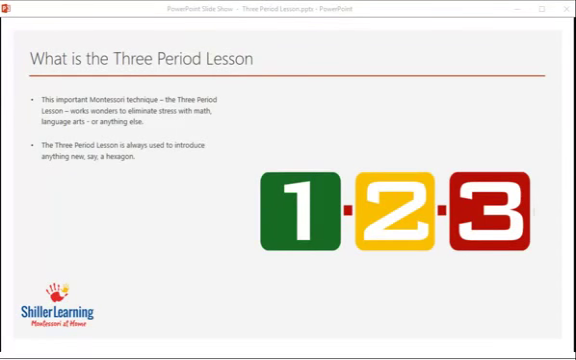This important Montessori technique, the three-period lesson, works wonders to eliminate stress with math, language arts, or anything else. The three-period lesson is always used to introduce anything new, say a hexagon. Let's step through a three-period lesson with a hexagon. You can pick up a hexagon and say, this is a hexagon. The child may look and play with that hexagon, feeling the points or vertices, feeling the sides. That's period one, just getting familiarity with it, whatever it is. In this case, the hexagon.